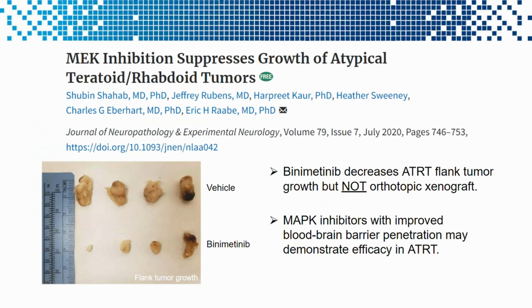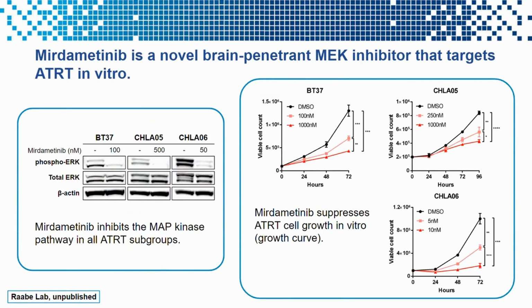So since it worked in the flank, it means that the MAP kinase pathway is indeed very likely to be relevant. And to make this work better, we need something that's a lot more blood-brain barrier penetrant. This is where our new drug, mirdametinib, comes in. Mirdametinib is a novel MEK inhibitor that has been reported to have superior blood-brain barrier penetration compared to its predecessors.